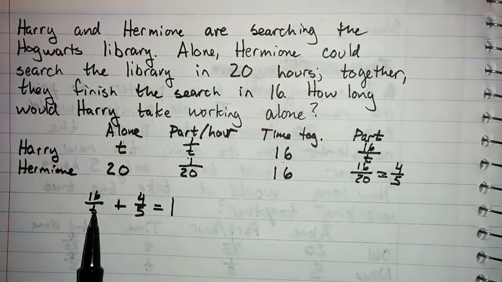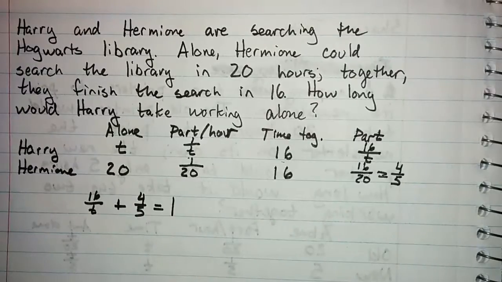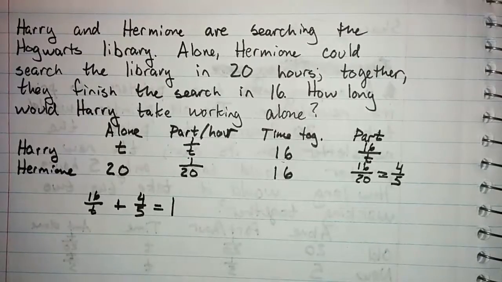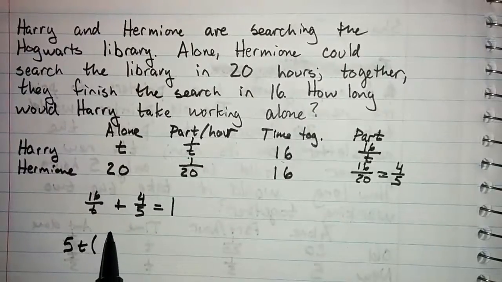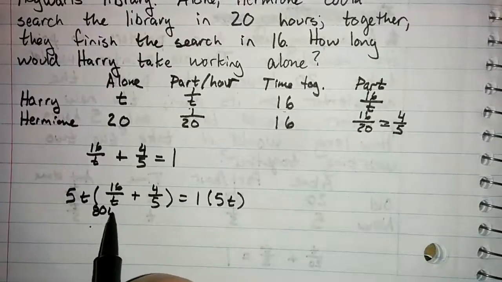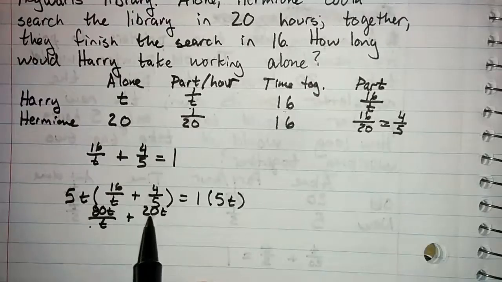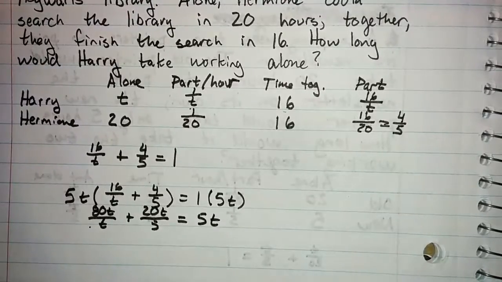Now we actually see a variable turning up in the denominator. This is really a rational equation. And it's easy to see that my least common denominator is going to be 5t. So I'll multiply both sides by 5t. Multiplying, I'll have 80t over t plus 20t over 5 equals 5t.